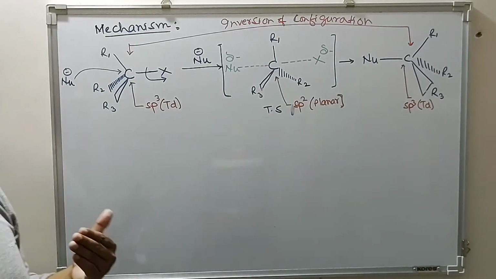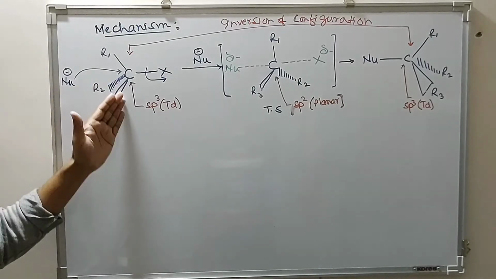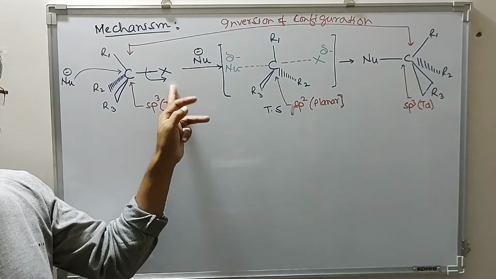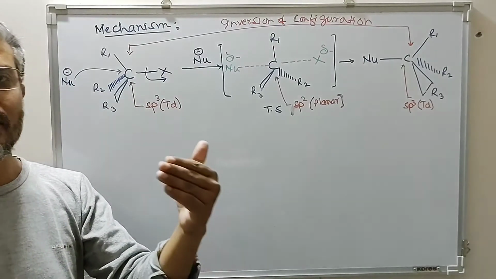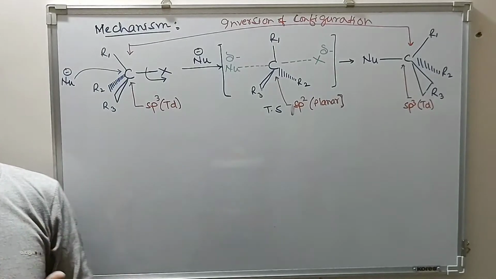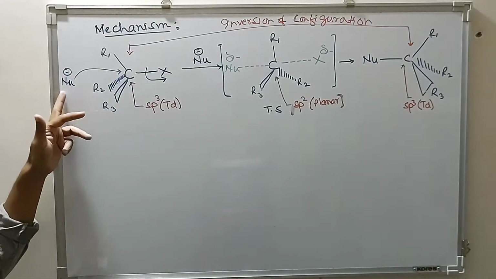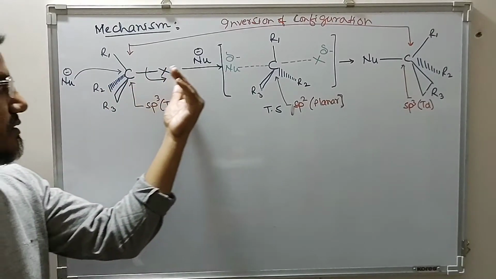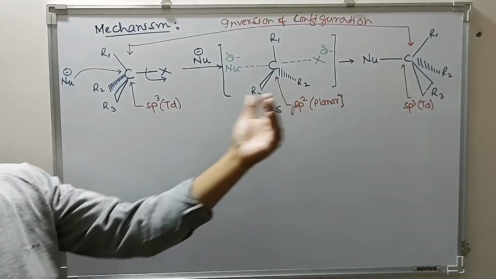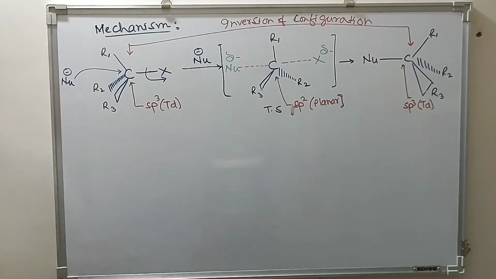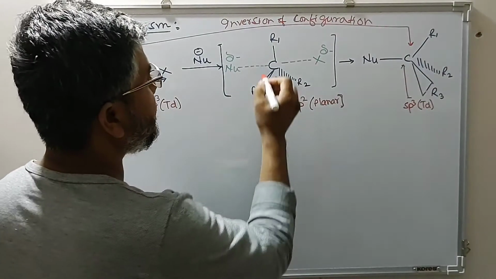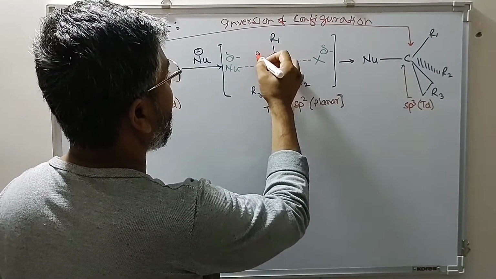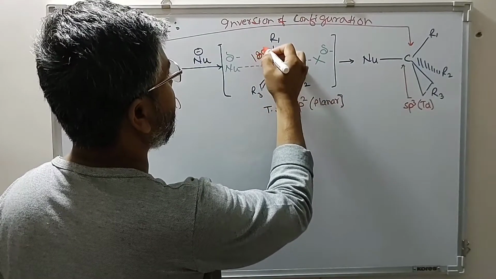So during the course of reaction, look at this carbon is freeing up. Look at this, as this bond breaks, carbon gets one vacant p orbital. Now this nucleophile attacks the lobe of p orbital and the leaving group is moving away from carbon. So because of this, the distance between these two groups must be 180-degree distance.